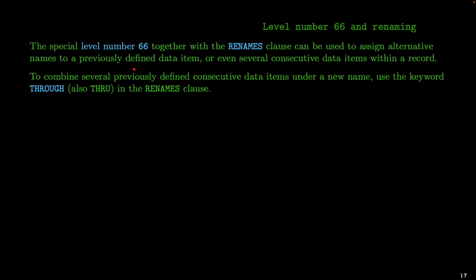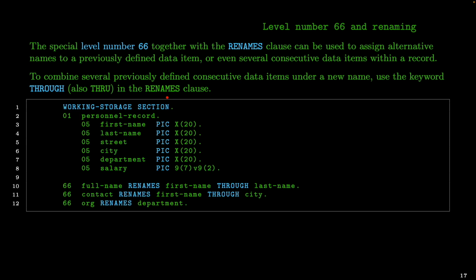And to combine several of such previously defined data items under a new name, we can use the keyword THROUGH, or its shorter American spelling THRU is also allowed, together with the RENAMES clause. Now this may seem abstract, so look at an example.